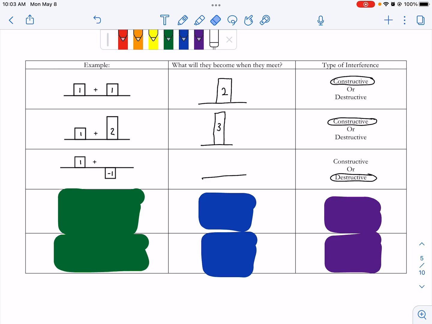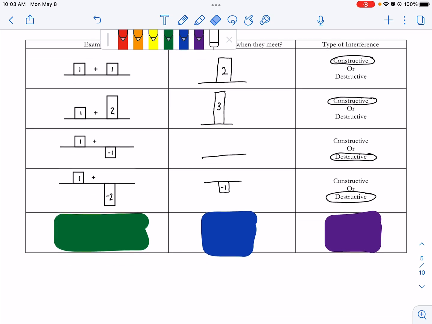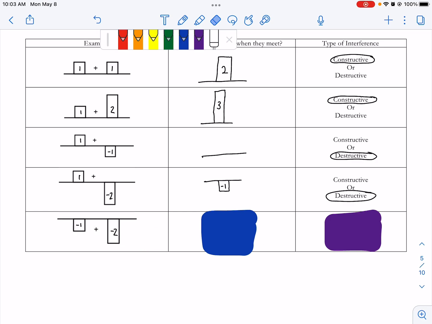Okay. For our fourth example, now we have a 1 and a -2. This is the one that we did in the previous one, so you already know the answer to that one is -1. And this was our example for destructive interference, so you know that one is destructive. And what do you think about this one? This one might be kind of hard. So we've got a -1 and a -2. And if you guessed that this one is a -3, then you are right. But is this one constructive or destructive? Is it getting bigger or is it getting smaller? And how do you know?